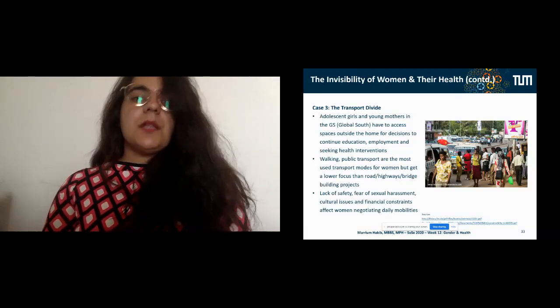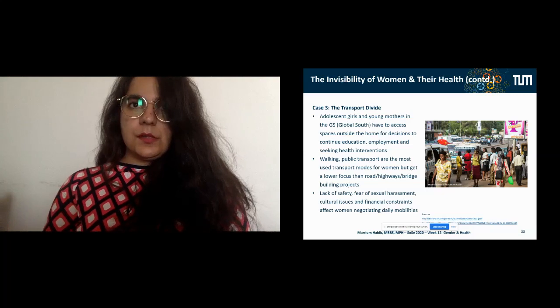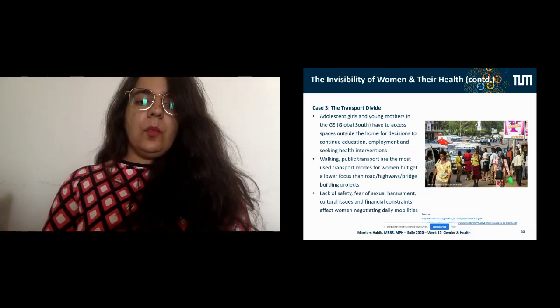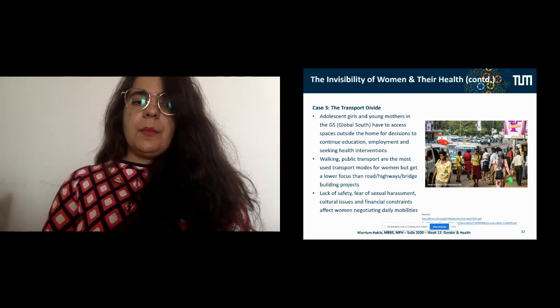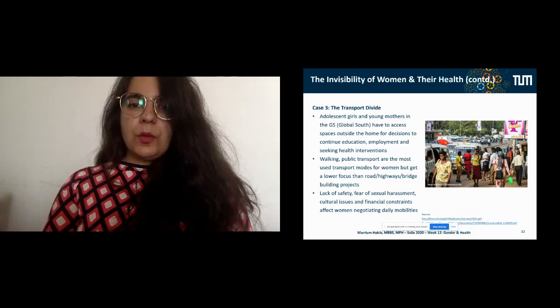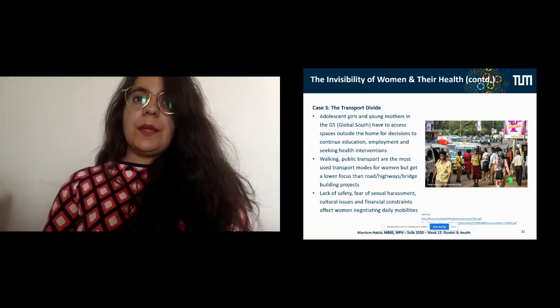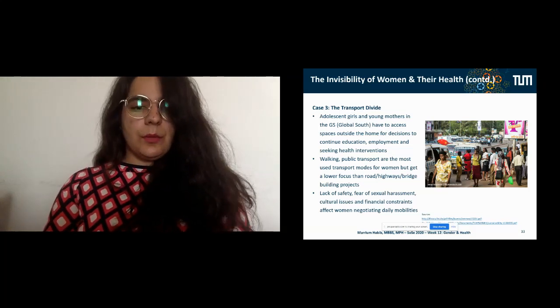Another case is the transport divide. Adolescent girls and young mothers in the global south have to access spaces outside the home for decisions to continue education, employment, and to access healthcare. Walking and public transport are the most used transport modes for women, but rarely do they get as much focus from transport planners as roads, highways, or bridge building projects that are usually for trucks, cars, and vehicular traffic that are mostly male dominated.